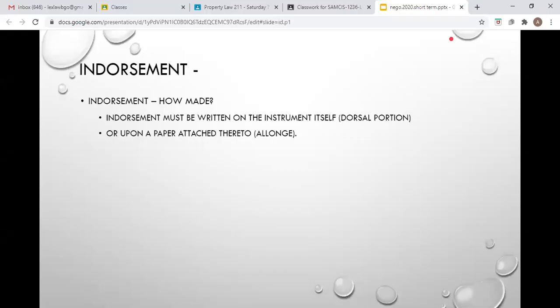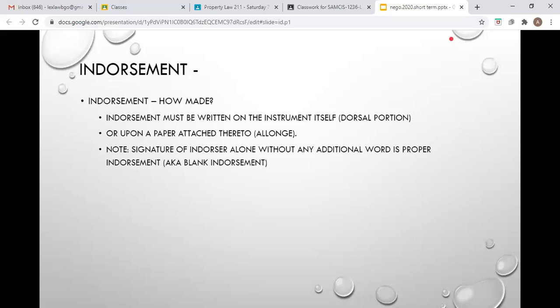Ano pa yung dapat natandaan na principle pagdating sa endorsement, besides the fact that it should be placed at the back or in a piece of paper that's been securely attached in the instrument? That it is not necessary that you will be placing additional words. The signature of the endorser alone will suffice. Hindi mo na kailangan pa magsulat dyan ng pay to, etc., etc. Okay? Mere signature of the endorser alone is enough to prove that there has been endorsement. That's what we call now a blank endorsement. So signature of the endorser alone without any additional word is a proper endorsement. That is a blank endorsement.